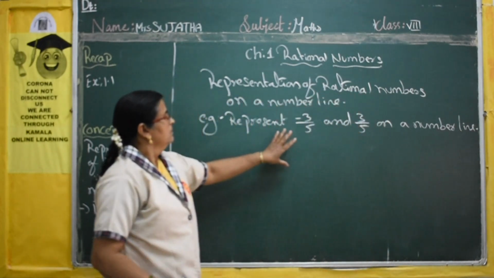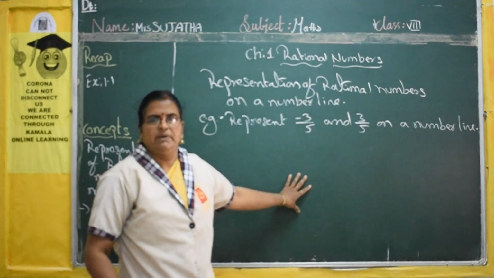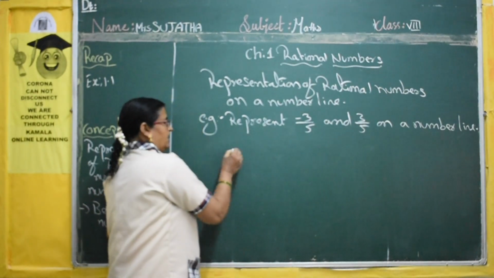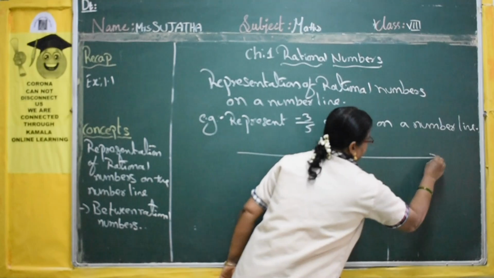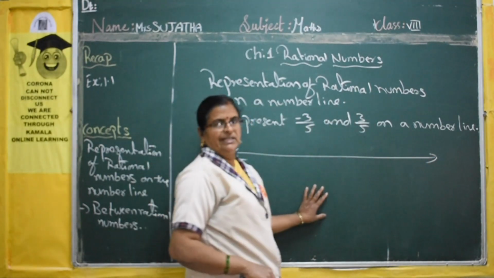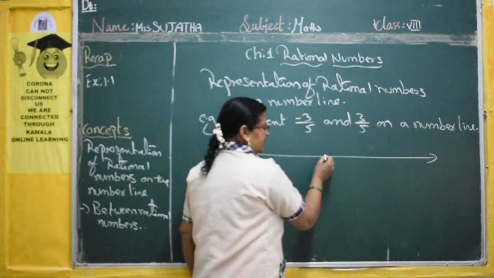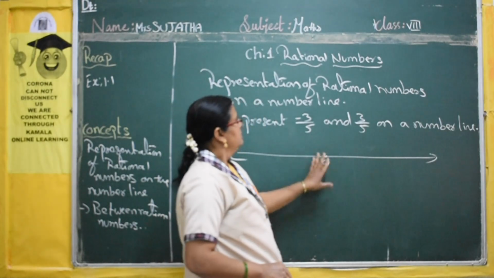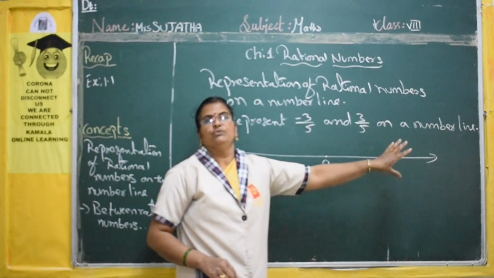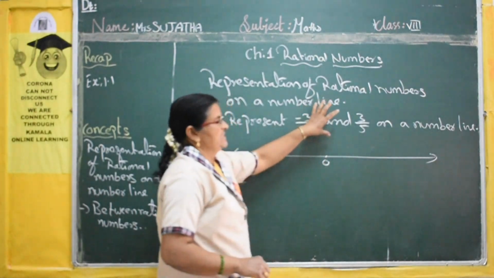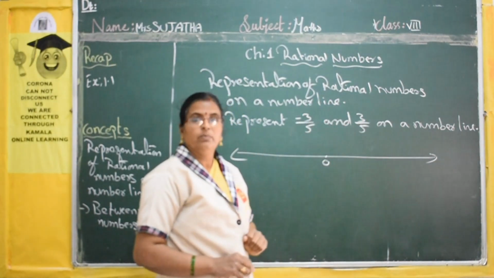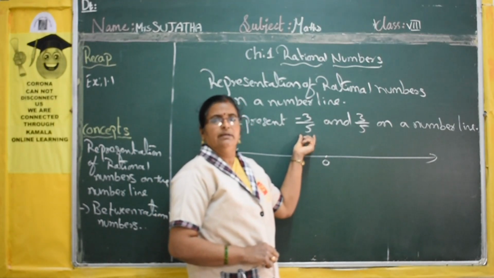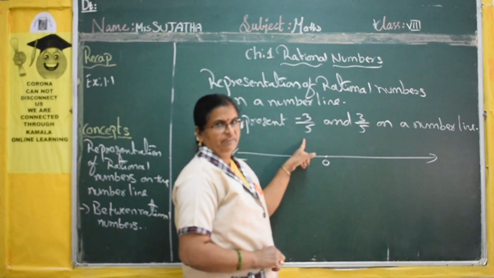Okay, so these are fractional numbers, p by q form numbers. How can you represent them on a number line? How do we take the number line for integers or whole numbers? Same like that only. You have to take 0 in the middle. But here we are not taking 1, 2, 3, 4 like that, because we are representing rational numbers. So how can we represent? Here you have to see the denominator. What is the denominator here? 5. This is a proper fraction.